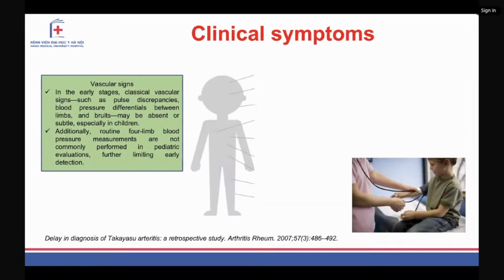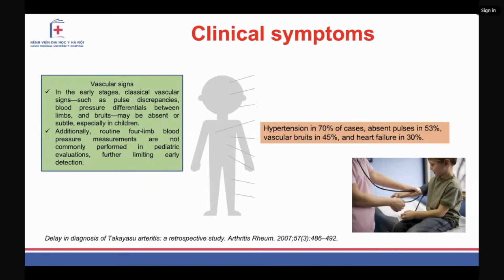And here are some clinical symptoms observed in vascular signs, and you can see hypertension is present in 70% of cases, absent pulses in 53%. And in the early stage, these signs may be absent, especially in children. Routine limb blood pressure measurement is not commonly done in children, which makes early detection even harder.